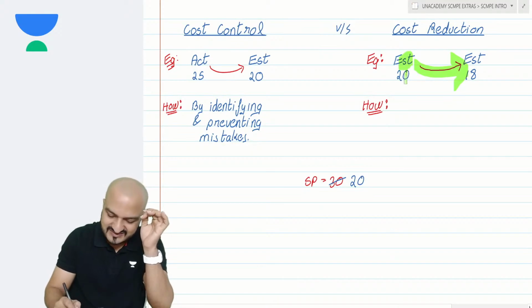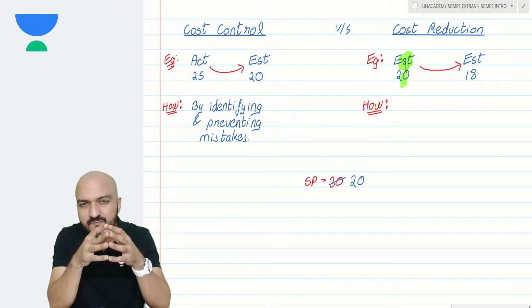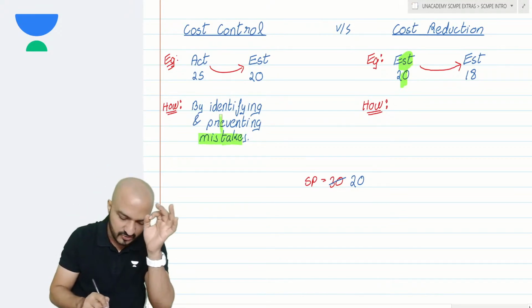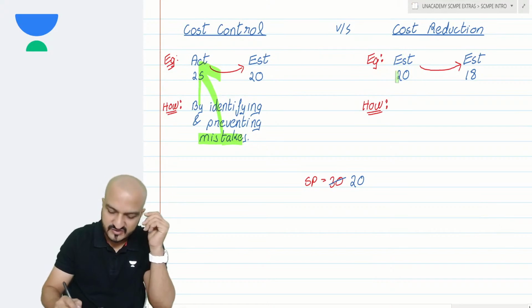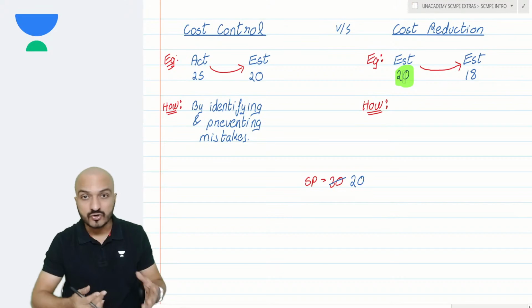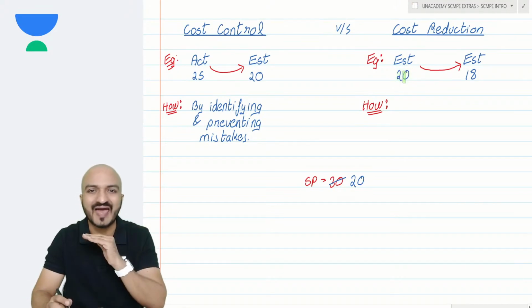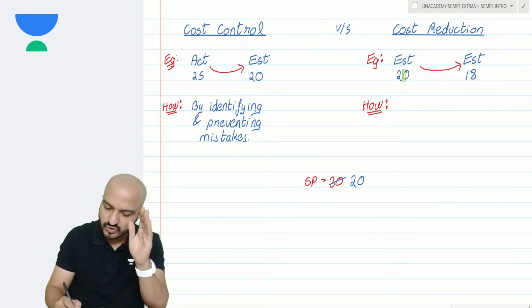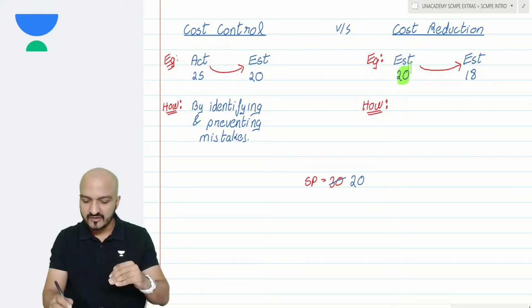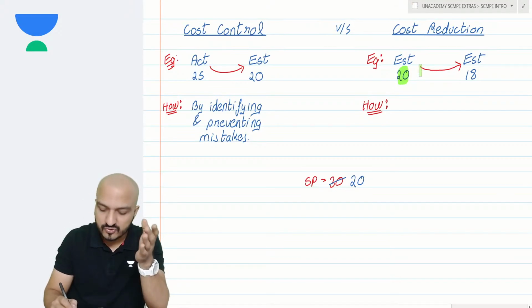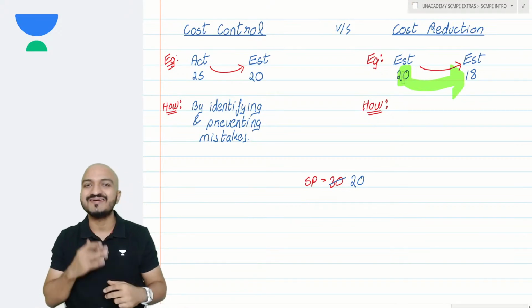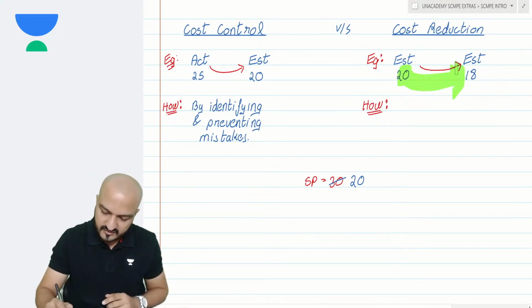Tell me, did this estimate contain any mistake? Please understand one thing. Mistakes are there in your actual. This estimate anyways did not contain any mistake. I told you that if you did not do any mistake, then you can reach a cost of 20. You want your cost to go down to 18. Now, if this 20 did not contain any mistake, then how will you bring it down to 18?